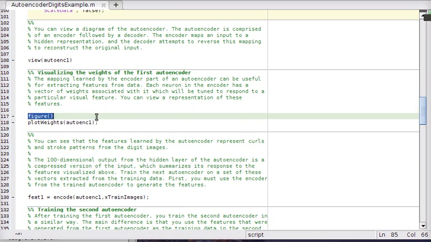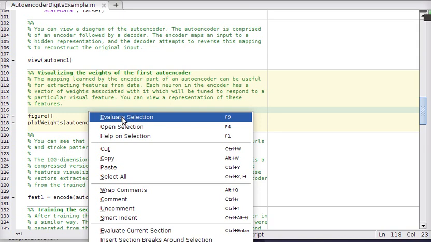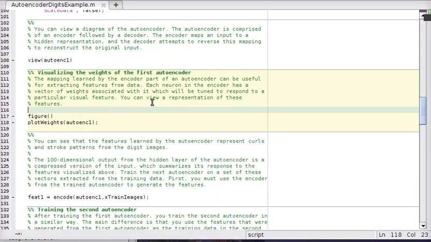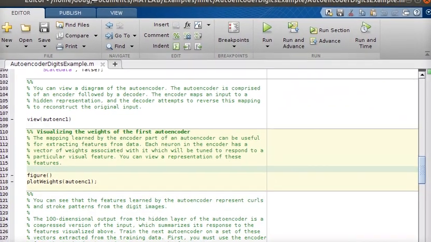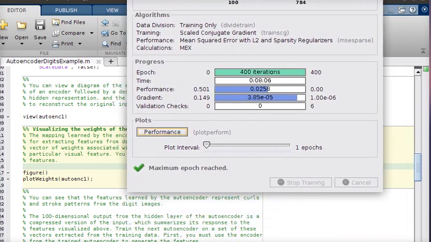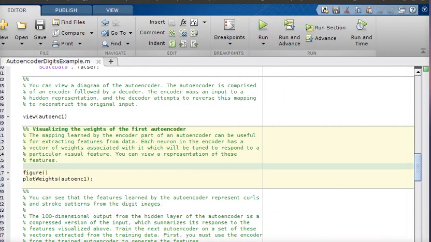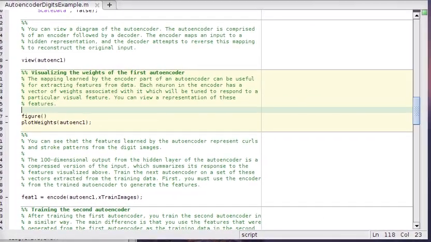Is that going to let us do the right thing? Well, we can sure check. Evaluate selection. So far I don't see anything. I don't see any weights being plotted. Oh, so what happened? Well, that's odd.